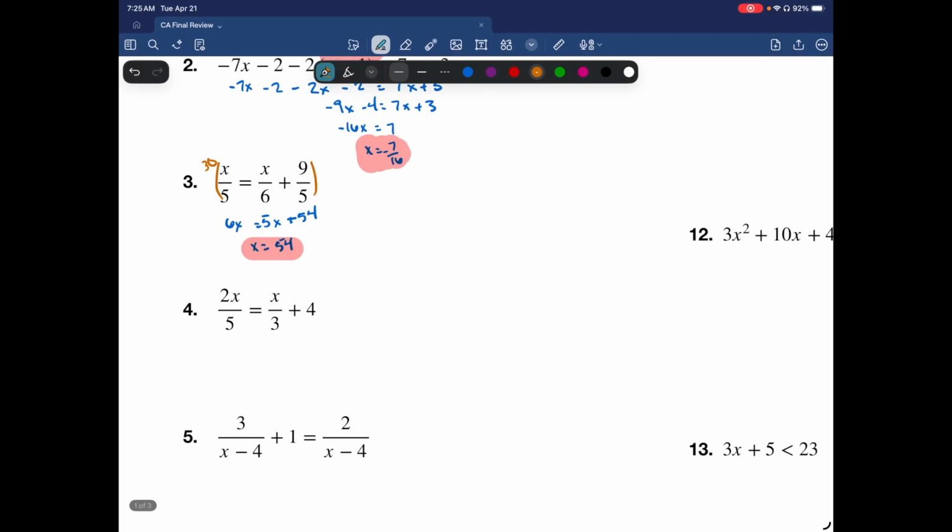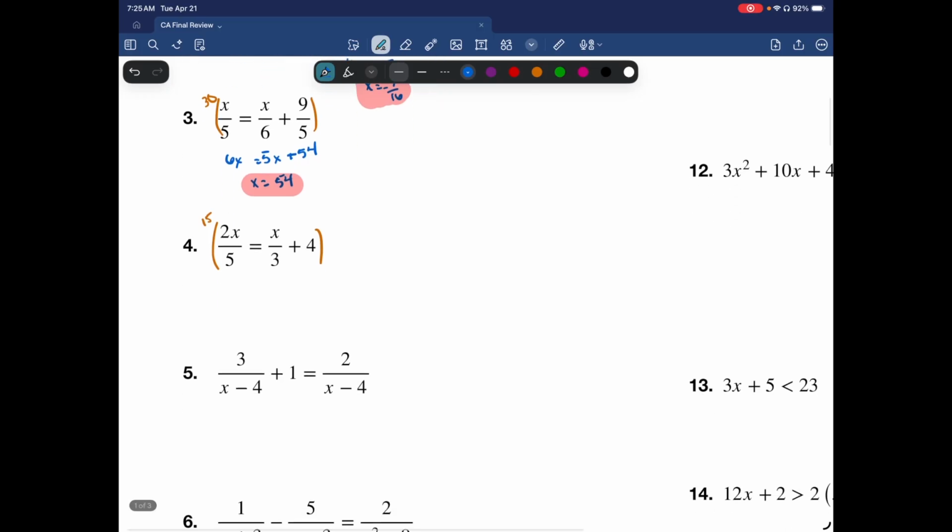Same thing on number 4. 5 and 3 both go into 15. Alright, so 5 goes into 15 3 times. 3 times 2 is 6, so it's going to be 6x. 3 goes into 15 5 times. 5 times x is 5x. 4 doesn't have a denominator, so it's just straight multiplication. So this is going to be 4 times 15 is 60. So x equals 60.